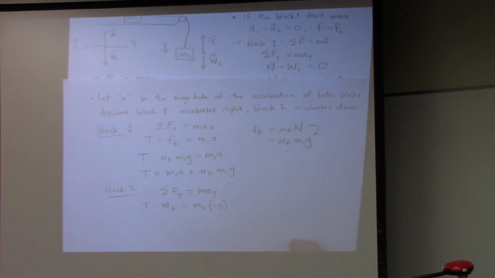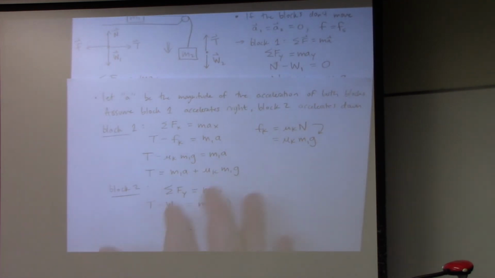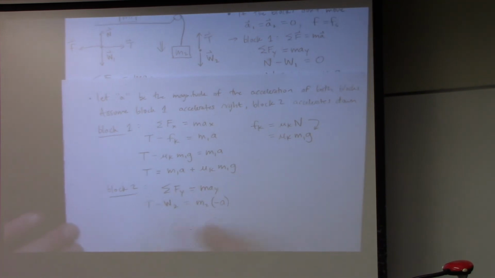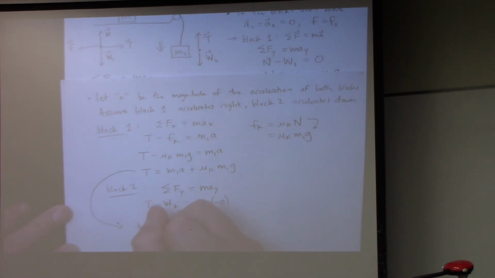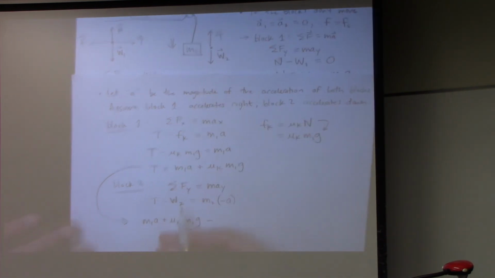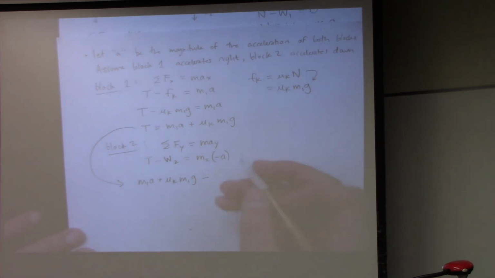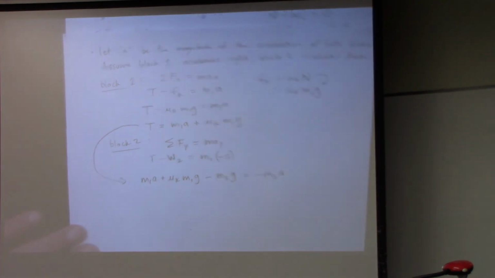And actually at this point, we can make two substitutions. Right here, we can plug in our expression for the tension that we got just a second ago, which is m1 times a plus mu k m1 times g. And then I'm just going to subtract right here the weight of block 2, which is m2 times g. That's going to equal negative m2 times a.